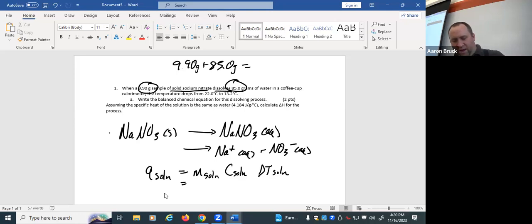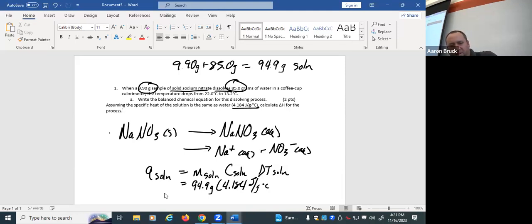So 9.9 and 85.0, I get 94.9 grams of solution. So that's what's going right here. Specific heat, we were told 4.184 joules per gram degrees Celsius. And delta T, remember, that's final minus initial. So 13.2 minus 22.0 degrees Celsius.